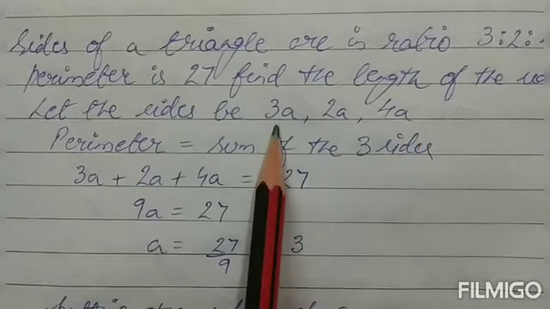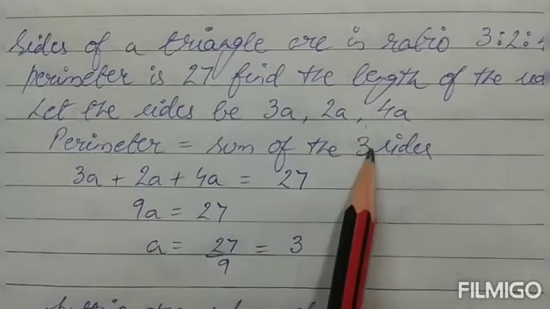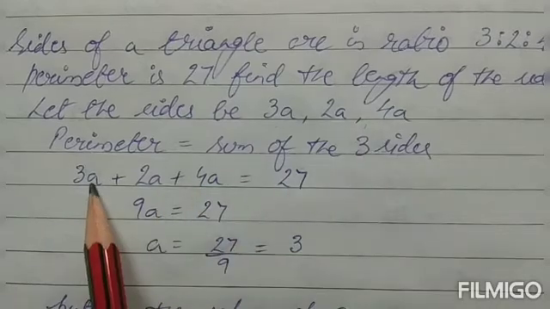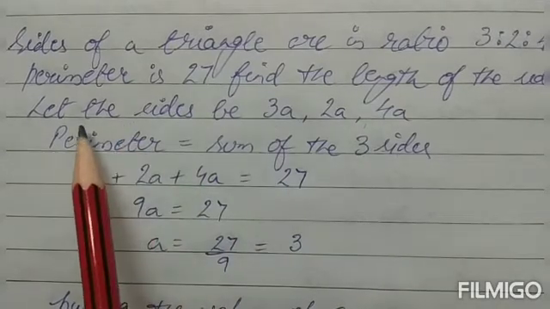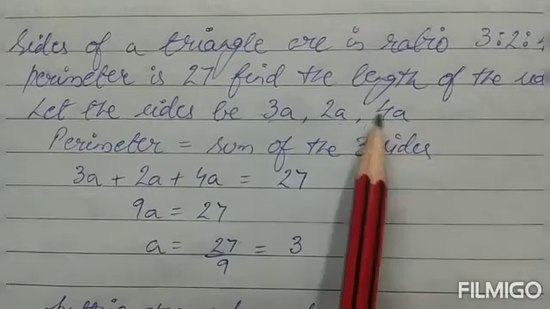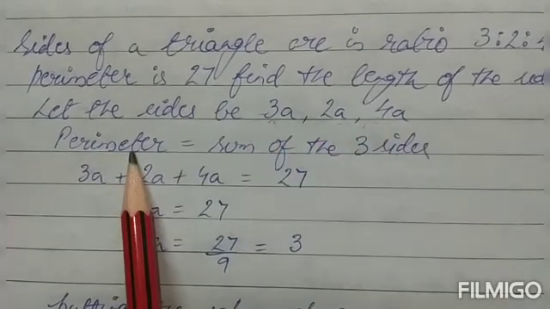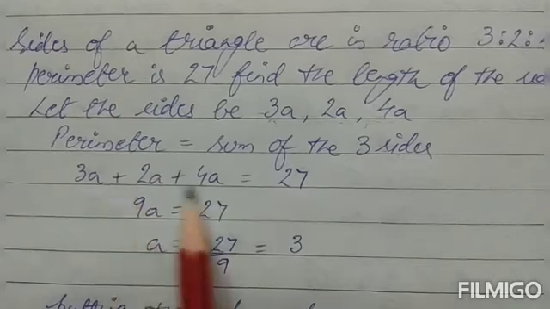If the sides are different, children, the sizes of the sides are different, the perimeter is the sum of the 3 sides. So you are going to do it in the same way, taking a variable. Let the sides be 3a, 2a and 4a. That means the addition of all the 3 sides should be equal to the perimeter according to the formula. I have put the values.